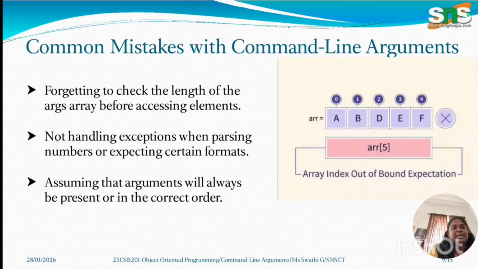Common mistakes with command line arguments are forgetting to check the length of the args array before accessing elements, not handling exceptions when passing numbers or expecting certain formats, and assuming that arguments will always be present in the correct order. If we have an array of 5 elements, a, b, c, d, e, the index starts at 0 and goes 1, 2, 3 and 4. Going beyond gives an array index out of bounds exception. So it is a common mistake with command line arguments, simply initializing the values without knowing them.